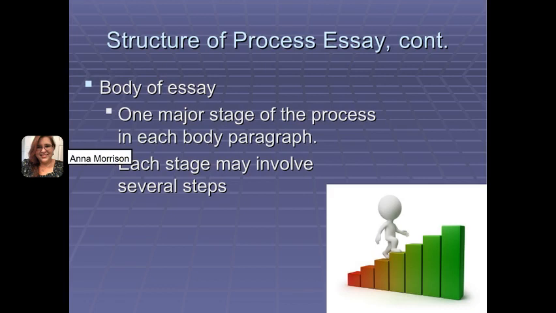In the body of the essay, make sure you have one major stage of the process in each body paragraph. Each stage may and should involve several steps. So if you're talking about baking a cake, you probably want to have the ingredients being put together in one stage, the baking and any other steps that are taken, like preparing the decorations, in the second stage. And in the third stage, you're actually decorating and serving the cake. There are going to be different steps in each stage, and that's good because it gives you something to write about in each body paragraph.